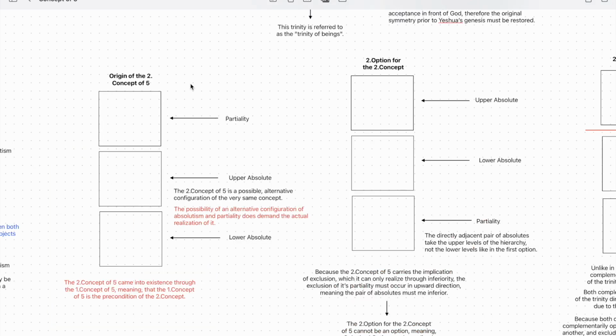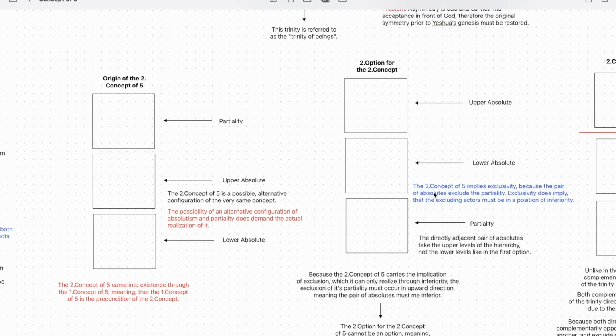When it comes to the second concept of five, there are two options in which an alternative configuration of partiality and absolutism can occur. Either both adjacent absolute parts are in an inferior position, as you can see here, or both directly adjacent absolute parts are in a superior position, as you can see here, meaning the directly adjacent pair of absolutes take the upper levels of the hierarchy, not the lower levels, like in the first option. Yet only the first option on the left side is feasible, not the second option for the second concept of five.